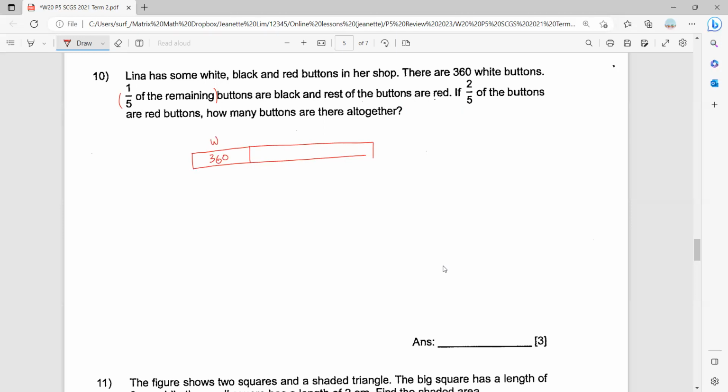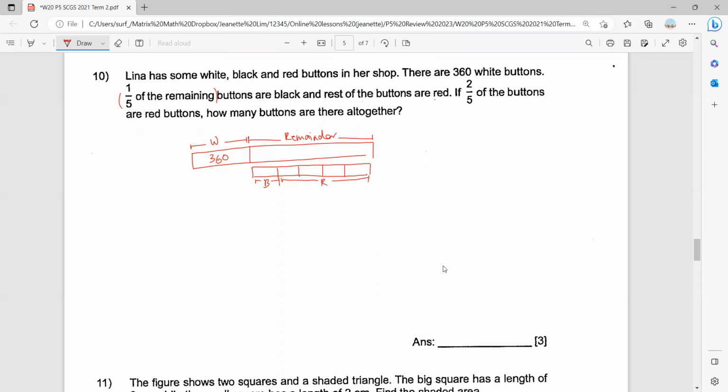This is white. Then we have remainder. Okay, remainder. I want 1/5 of it. Now, if you want, you can cut it into 5 units, or you can also redraw and cut this into 5 units. It's black. Then the rest red.